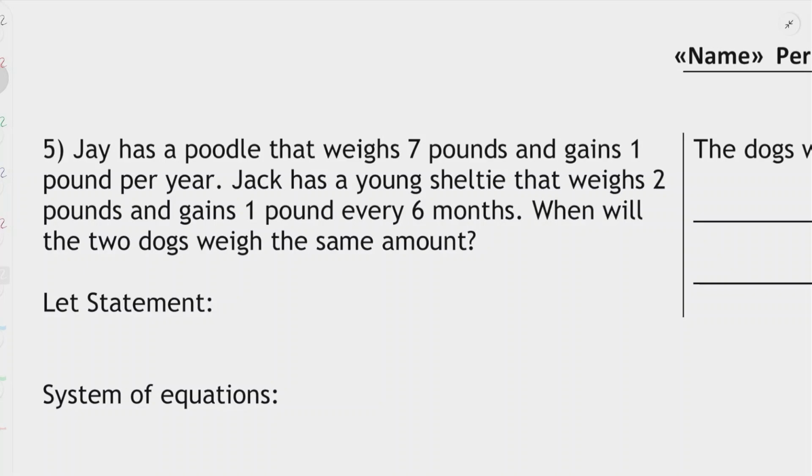Jay has a poodle that weighs 7 pounds and gains 1 pound per year. If y is the weight of the dog and x is how many years go by, the weight of this dog is x plus 7, because right now at year 0 it weighs 7 pounds, and every year that goes by it gains 1 pound. So that means I have a slope or rate of change of 1 pound per year. So the poodle, that's what we're looking at.